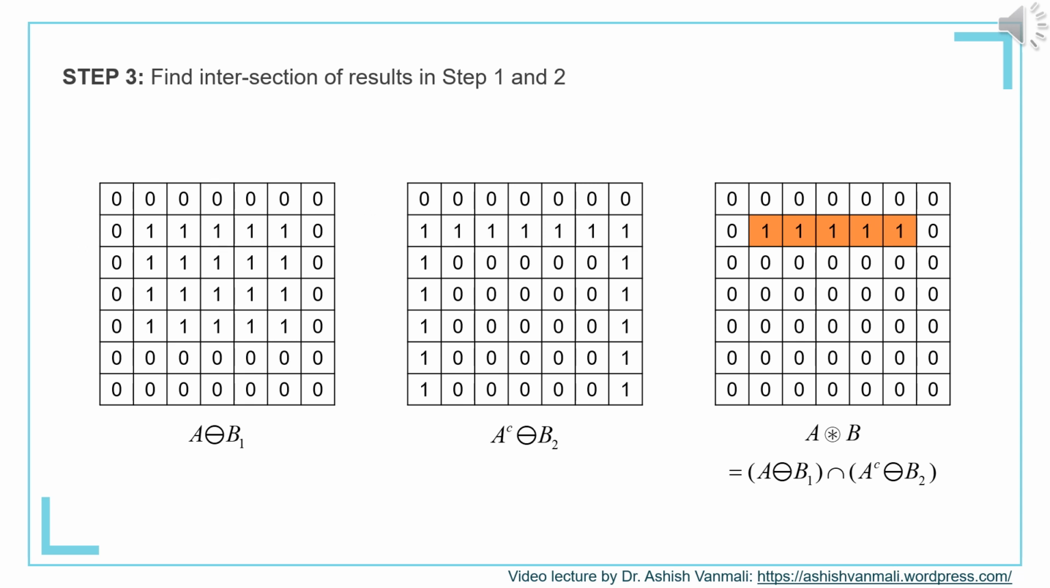Now if you observe the output, after the intersection the only pixels remaining are in the second row. There are 5 pixels in the center of the second row which are 1 over here.